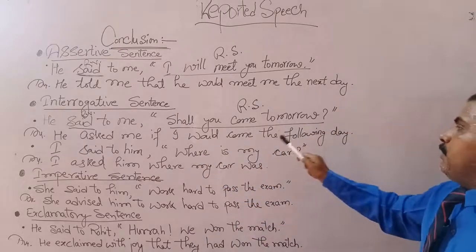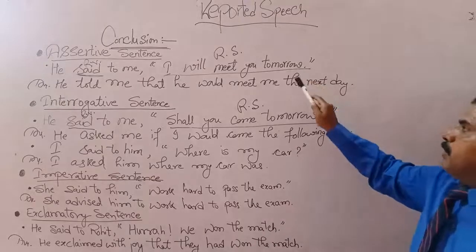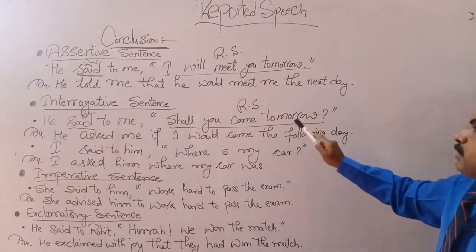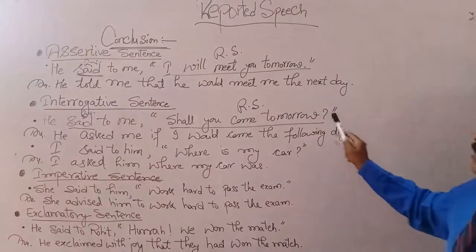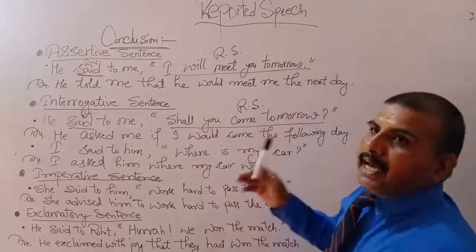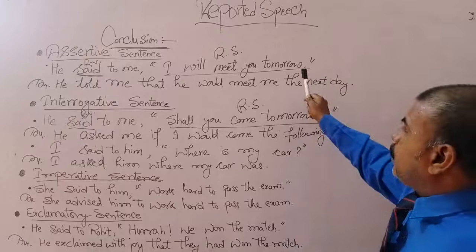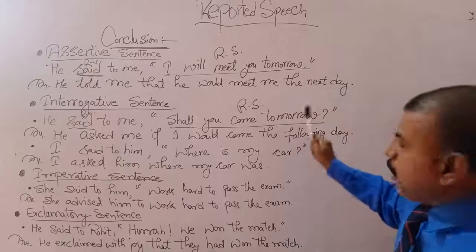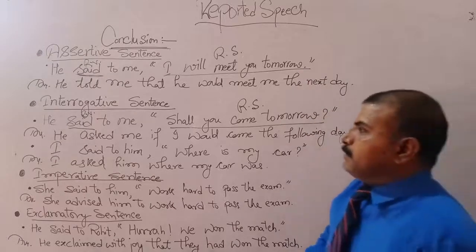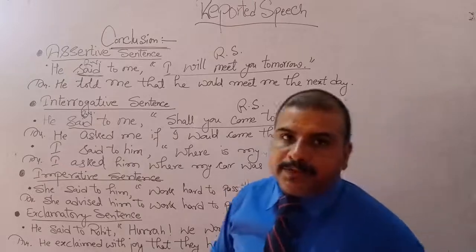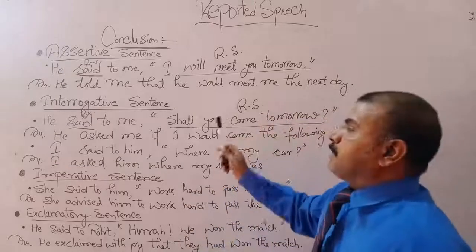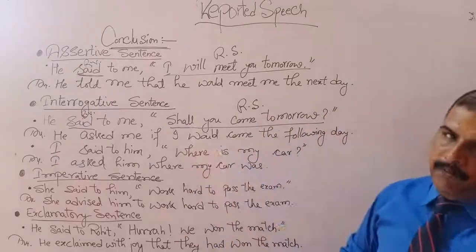Tomorrow changed to the following day. So here tomorrow changed to the next day, tomorrow changed to the following day. So we change tomorrow in direct speech; in the indirect speech form, tomorrow is converted to the next day or the following day. So this is for the interrogative sentence when the interrogative sentence is built with an auxiliary verb.